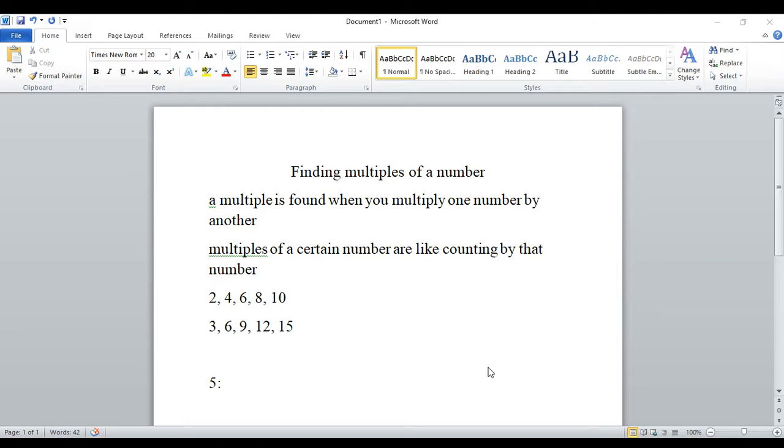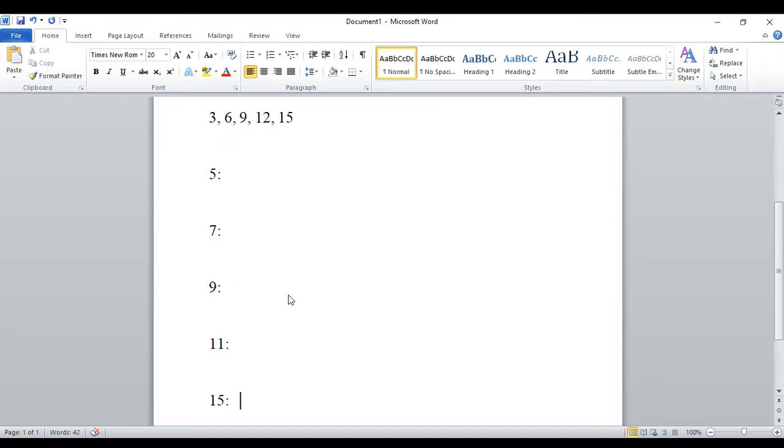This video is going to explain how to find multiples of a number. So a multiple is found when you multiply one number by another. And multiples of a certain number are like counting by that number. For example, 2, 4, 6, 8, 10. These are all multiples.